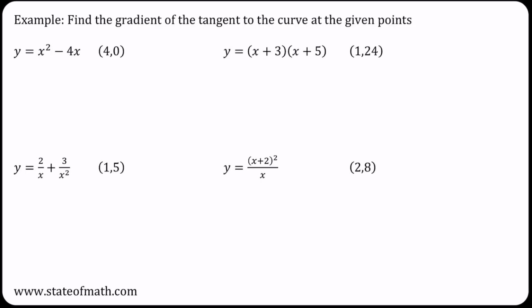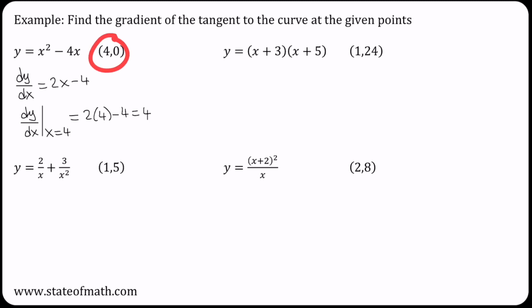Sometimes we are asked to find dy/dx, but also evaluate it at a given point. And that's exactly what we're doing here. So once more, I will start by finding the expression for dy/dx. In this case, it's going to be 2x minus 4. And then I want to evaluate this at x is 4. So I draw the vertical line at x is 4. So it's 2 times 4 minus 4, which gives me an answer of 4. This is the gradient of the tangent to the curve at the particular point (4, 0).